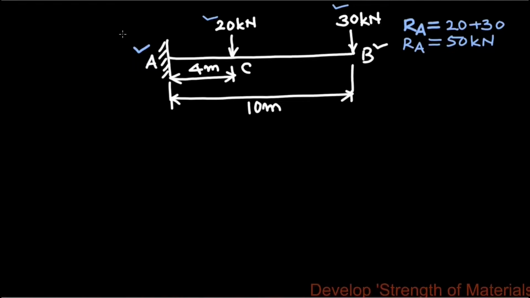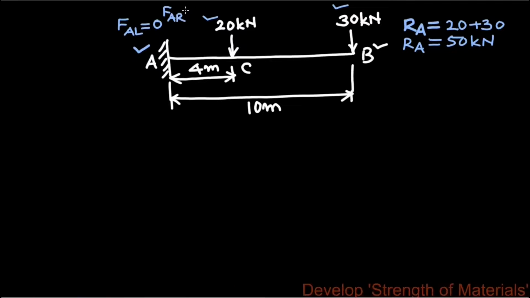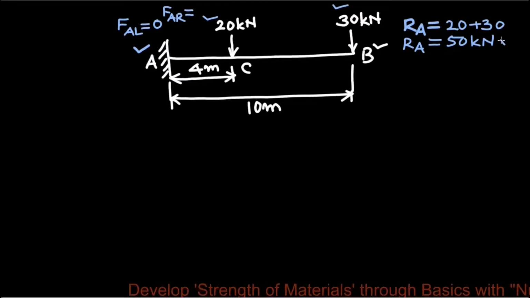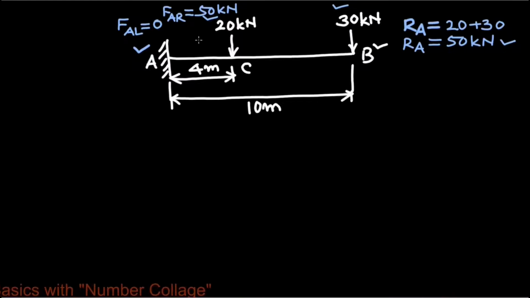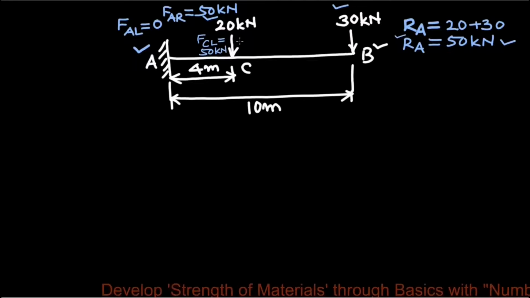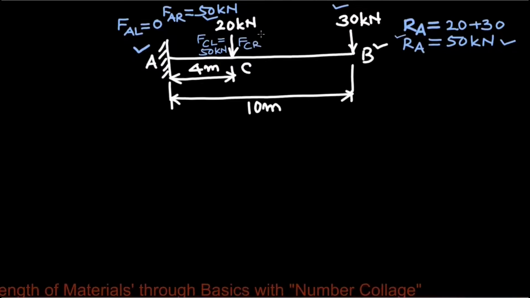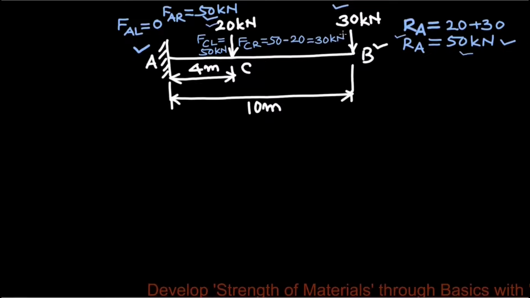Now shear force to the left of A will be 0 as there is no load to the left of point A. Shear force at right of A will be the reaction Ra, which is 50 kilonewton. Shear force to the left of point C will be same as this Ra, 50 kilonewton. Shear force to the right of point C will be this 50 minus this 20, that is 30 kilonewton.